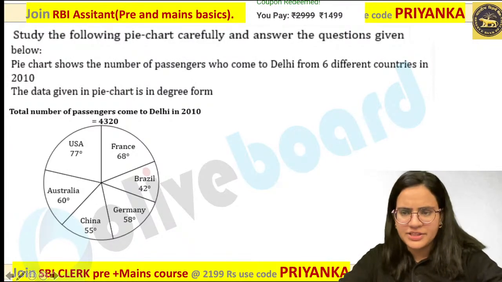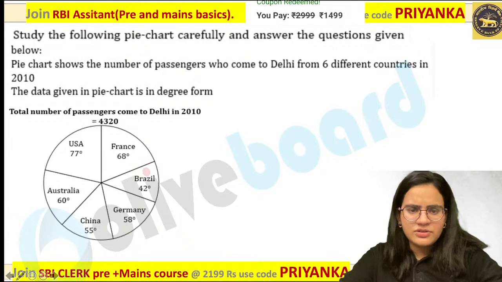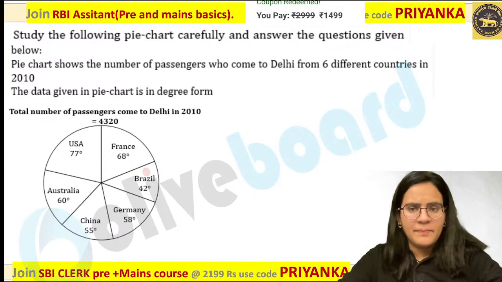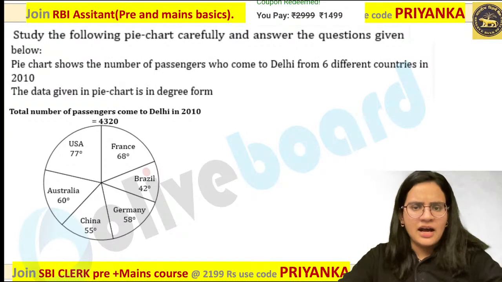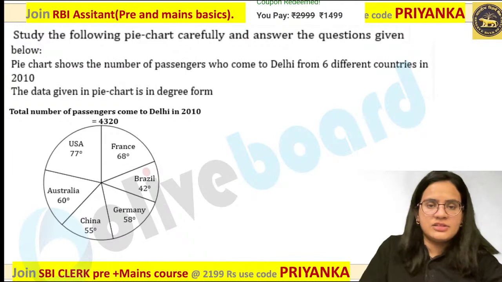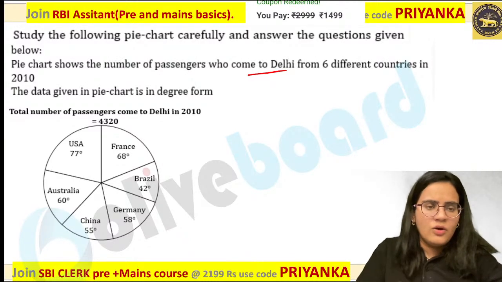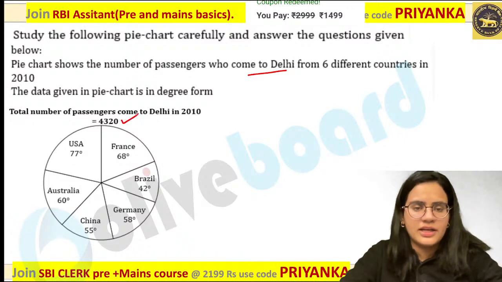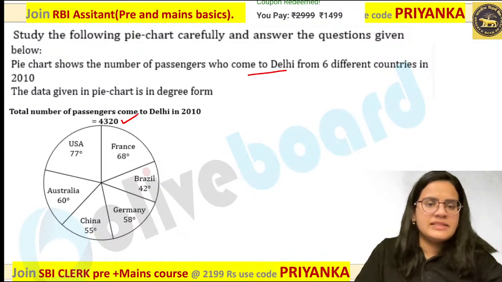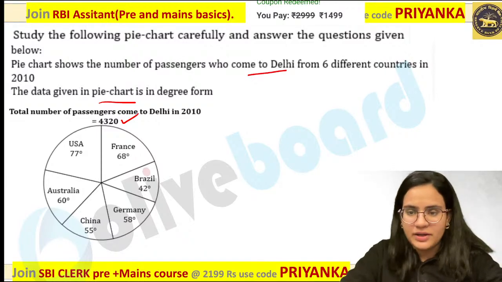Should I show you the question? Okay, so this is the given data. Study the following pie chart and give the answer. The pie chart shows the number of passengers who come to Delhi from 6 different countries in 2010. So this is about the number of passengers. The total value is 4320, and they have also provided how much of the total value each country has, and the pie chart is in degree format.